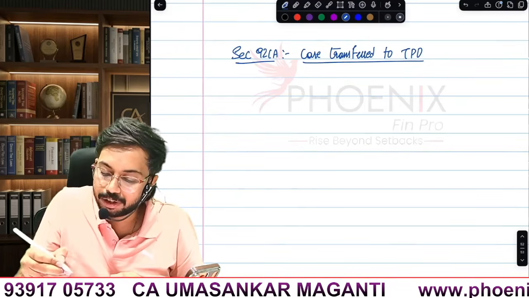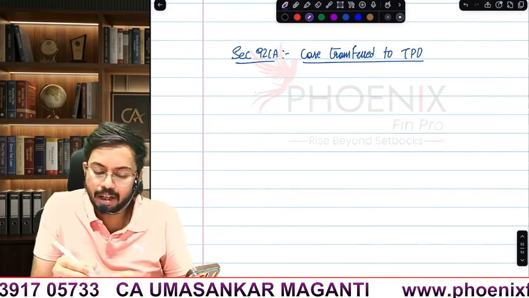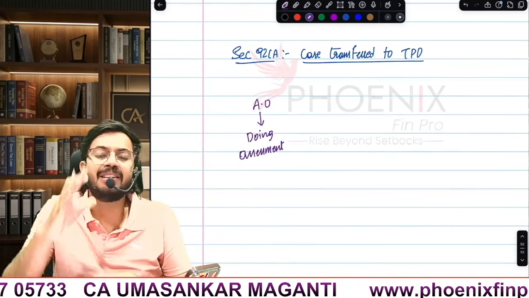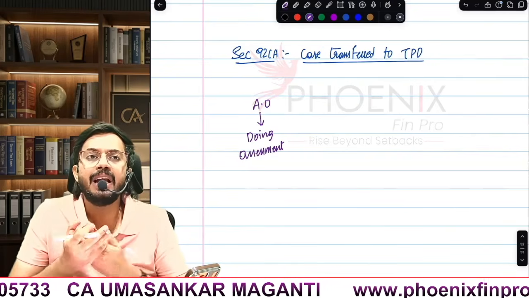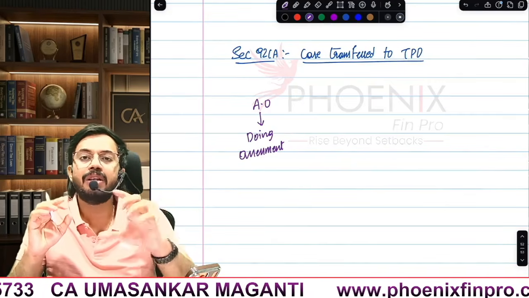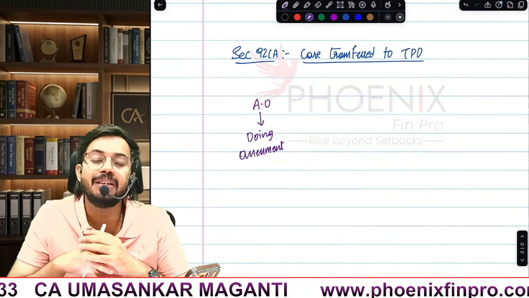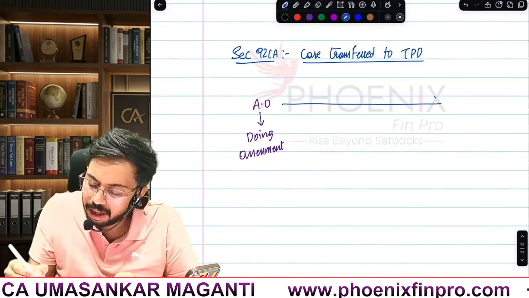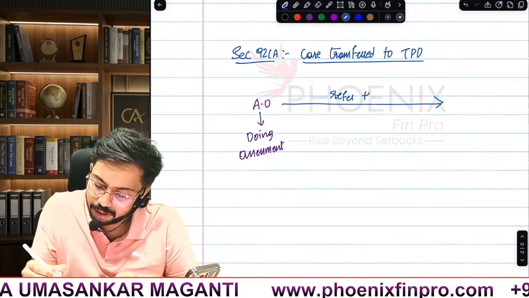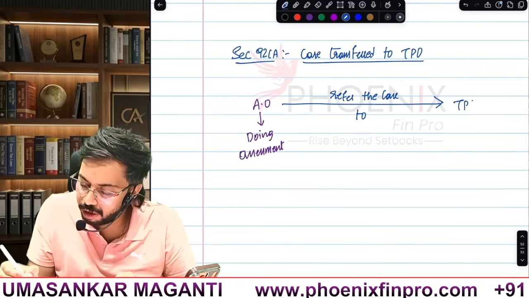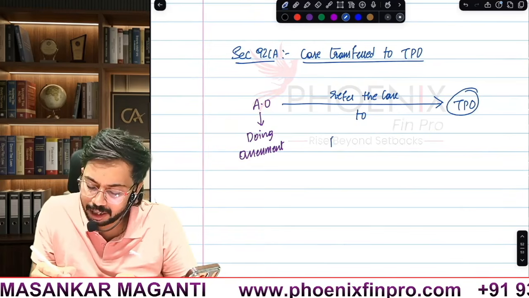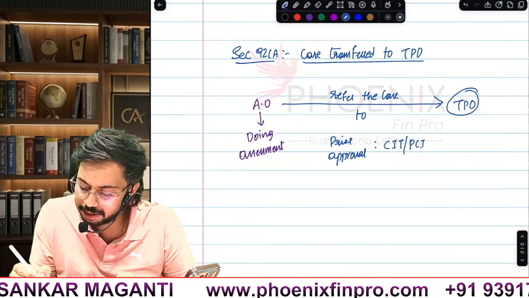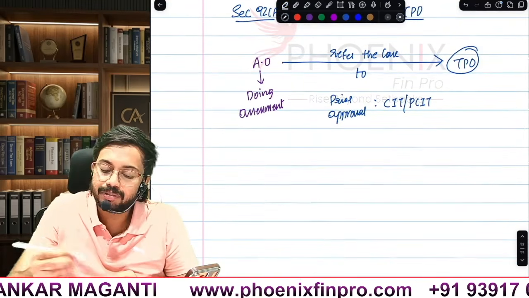Now, case transferred to the transfer pricing officer. See, there will be an assessing officer. While doing assessment, he has some doubt. He wants arm's length price to be calculated. But the assessing officer is not an expert in calculation of arm's length price. For small transactions, the assessing officer can calculate arm's length price. But if the transaction is very complicated, the assessing officer cannot calculate it. Then the assessing officer, while doing the assessment, can refer the case to the transfer pricing officer. But before referring, he needs to take prior approval of the CIT or PCIT, Commissioner of Income Tax or Principal Commissioner of Income Tax.